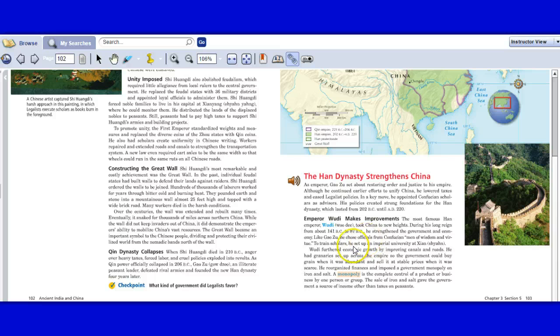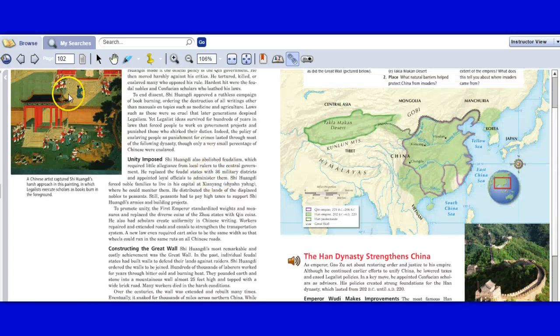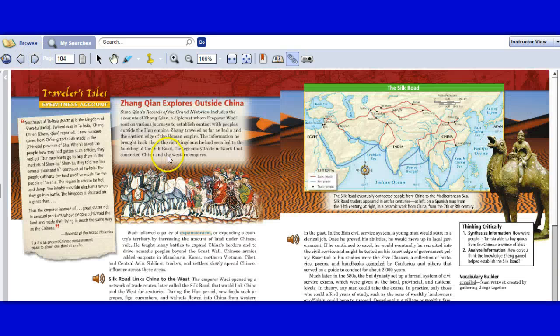Emperor Wudi makes improvements. Set up finances that impose a government monopoly on iron and salt. So the government is going to start to control some major industries in China.